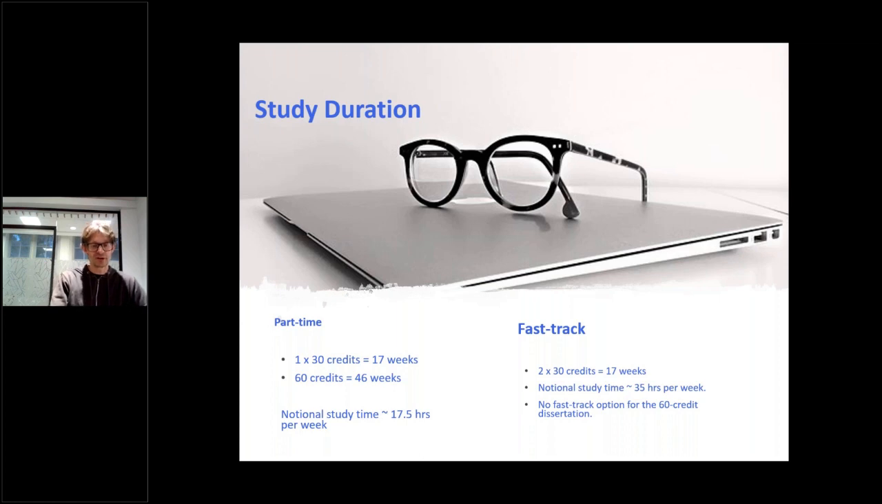Now, there is a fast track option, but we try to advise people to think very carefully about this, because if you're trying to complete two 30-credit modules within a 17-week period and you're still working, this is a real challenge, because the notional study time per module is 15 to 20 hours, so approximately 17.5 hours. When you double that up, that becomes 35 hours. If you're also working full time in a 35 to 40-hour week, then you're now working 70 to 80 hours.